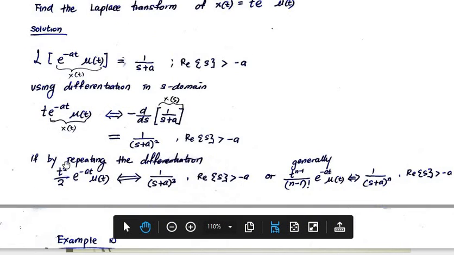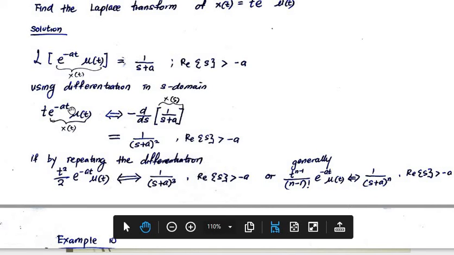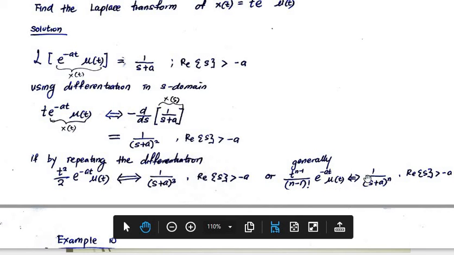And repeat the differentiation again. You differentiate again, you get t squared divided by 2, and then e to the negative a t u(t). Then differentiate this one again, you get 1 over (s plus a) to the power of 3. So generally, this is the formula: t to the power of n minus 1 divided by (n minus 1) factorial, times e to the negative a t u(t), gives you 1 over (s plus a) to the power of n.